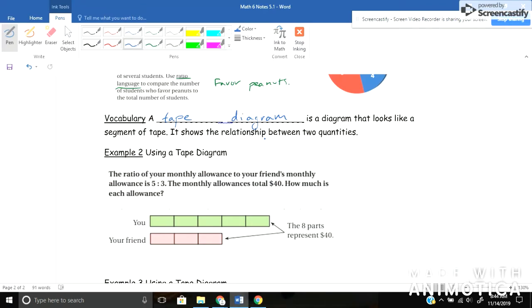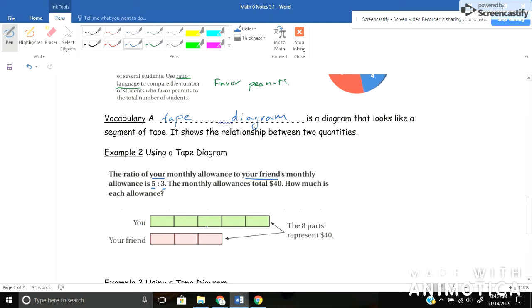It says the ratio of your monthly allowance to your friend's monthly allowance is 5 to 3. Okay, so your monthly allowance comes first and your friend's comes next. So that means this is you, this is your friend. So 5 to 3. So off the bat, you can see that you're going to make more money than your friend is. Okay. We take a tape diagram and we split it into 1, 2, 3, 4, 5 parts, just like it tells us here, and your friend's into 3 parts.